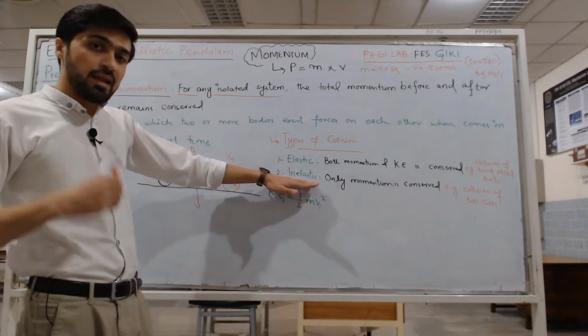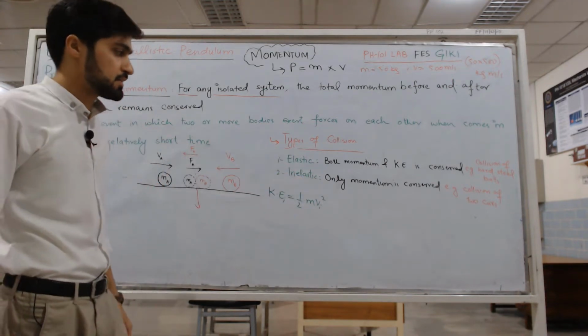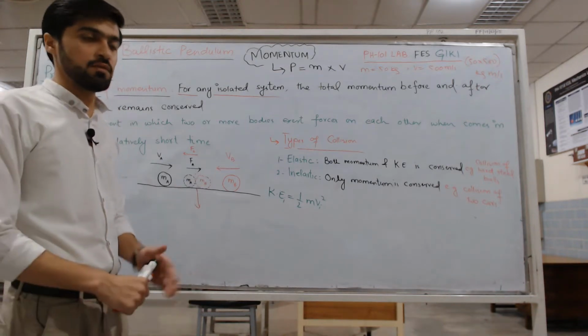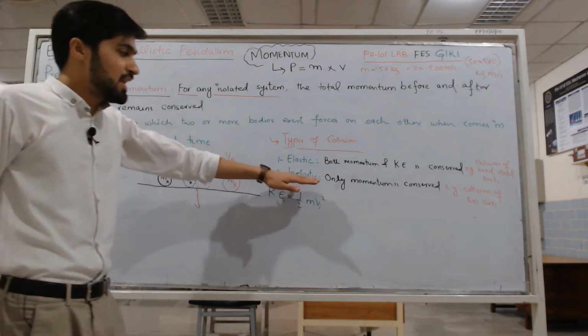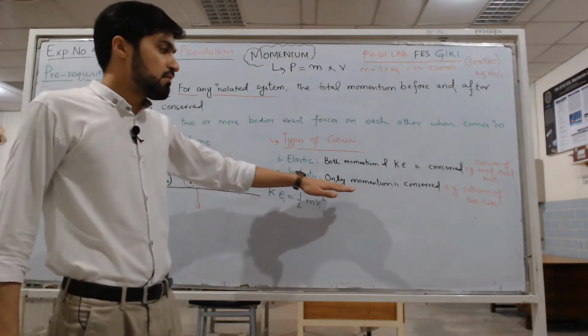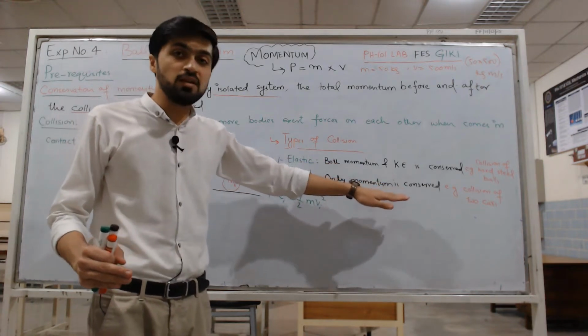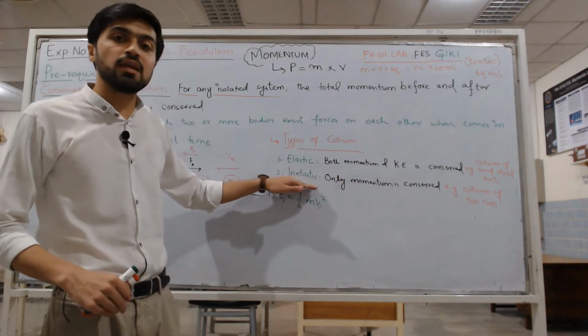And in inelastic collision, which is the part of this experiment, which we will be discussing in our experimental demonstration, and also in the theories and calculation, we will be discussing the apparatus for the ballistic pendulum. So in inelastic collision, we have only momentum that is conserved. So it means that if the momentum is conserved, the kinetic energy is not conserved in case of inelastic collision.